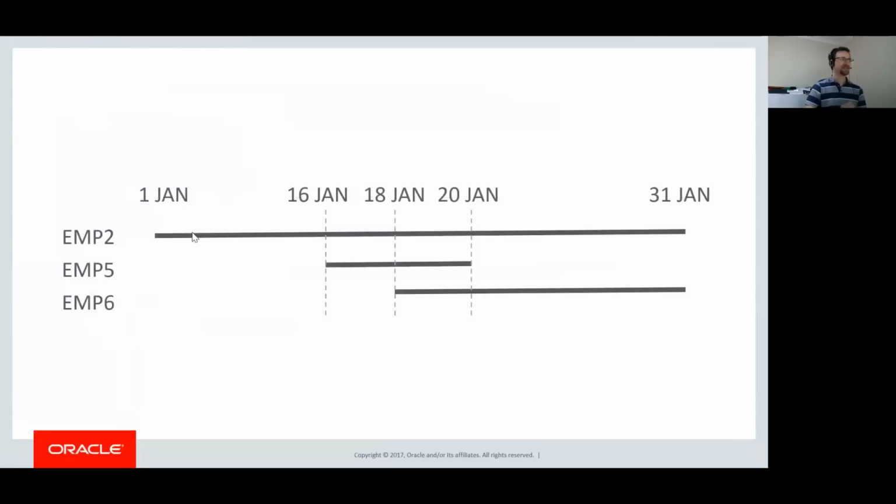So you can see from the 1st to the 16th, employee 2 was the only person who reported to this manager. Then 16th to the 18th, we've got 2 employees. Everyone reported to them from the 18th to the 20th, and then from the 20th to the end of the month, again, it was back down to just 2 employees.